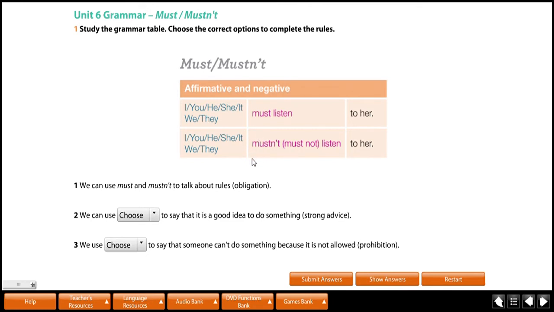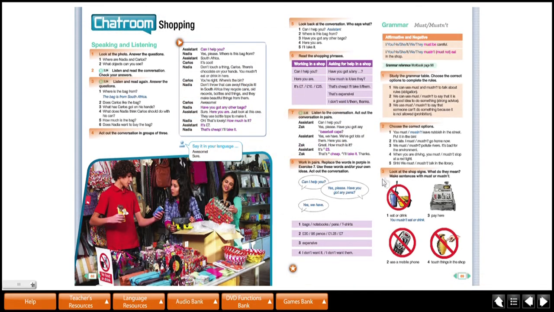Let's start with the affirmative form. You must listen to her. Ты должен слушать ее. And of course, the negative form. You mustn't listen to her. Ты не должен слушать ее. I think it is simple for you to do the practice exercise. In your student book we have exercise number 3.